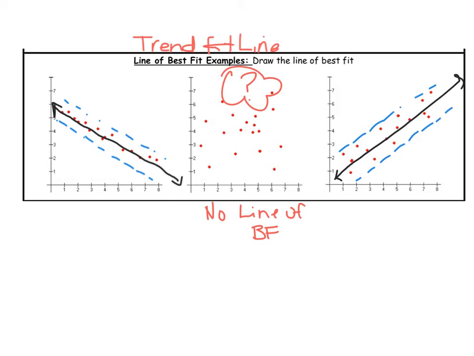And because we have a trend line, because it is a line, that means we can find slope and we can find y-intercept. And once we find slope and y-intercept, then we can write an equation for that trend line. And we can use that equation to make predictions about a certain set of data.